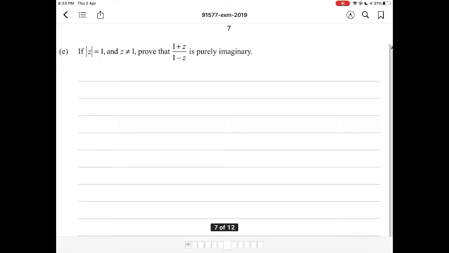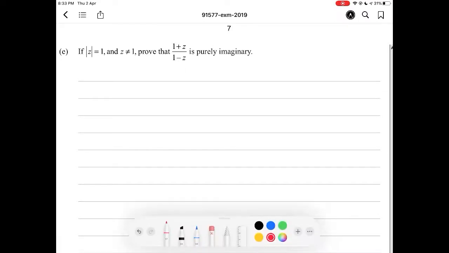If the modulus of z equals 1 and z is not 1, prove that 1 plus z over 1 minus z is purely imaginary. Okay, so first thing, let's make z equal to a plus bi. That's our complex number. We know the modulus of z equals 1, and that means the square root of a squared plus b squared must also equal 1. If we square both sides, we get a squared plus b squared equals 1. We'll leave this on the side for now because it will be very useful later.